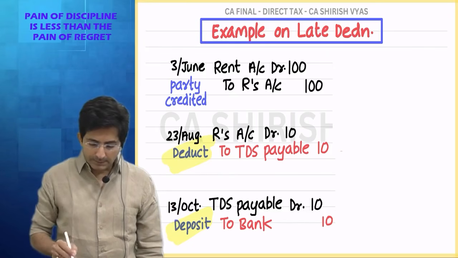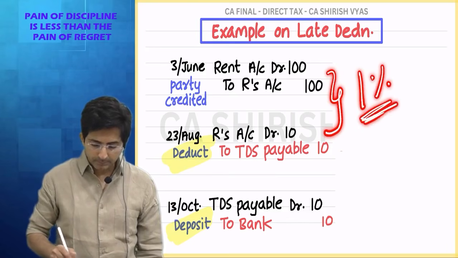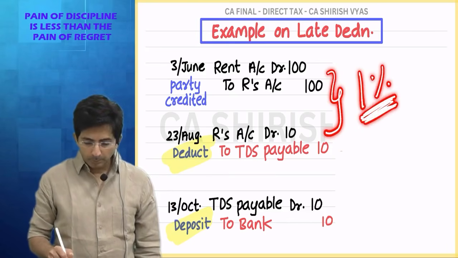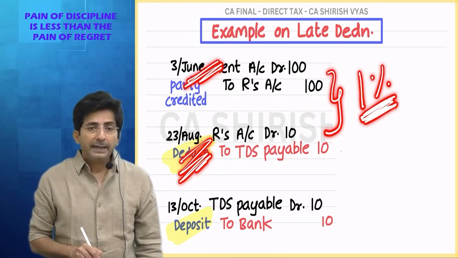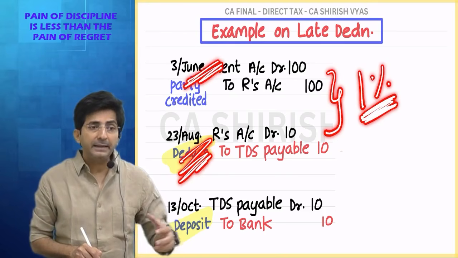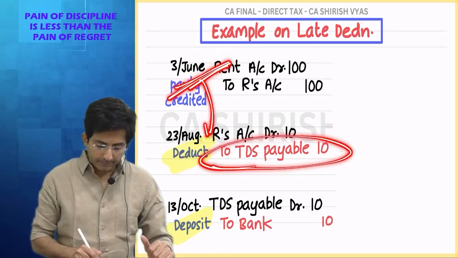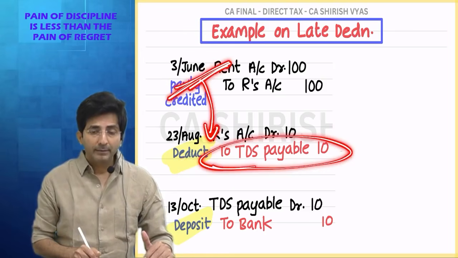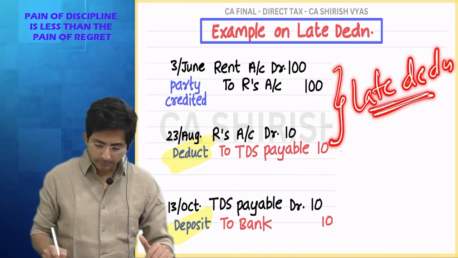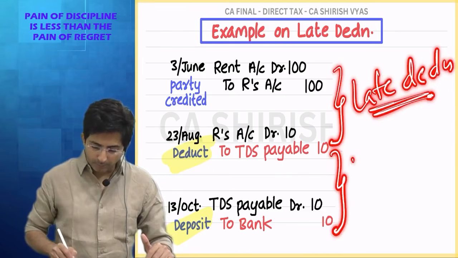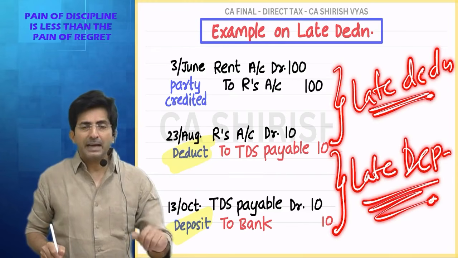See, first I will calculate interest for late deduction. From month to month, I have to pay 1% interest. Because from June to August, what is my fault? I didn't deduct TDS. I delayed in creating the liability. I should have created a liability on 3rd June, but I did it in August. So this is called late deduction. So do you agree this period is called late deduction? And tell me, here the delay is called what? Late deposit.